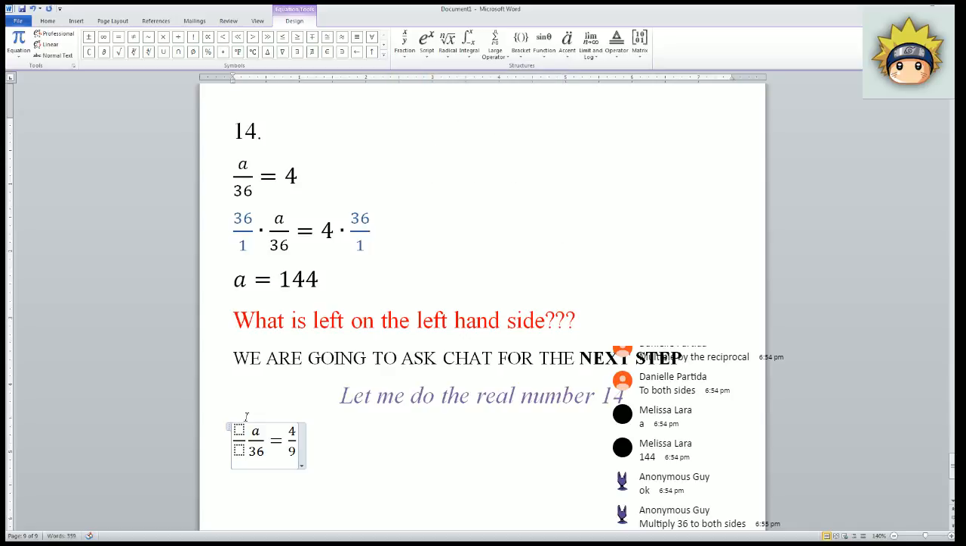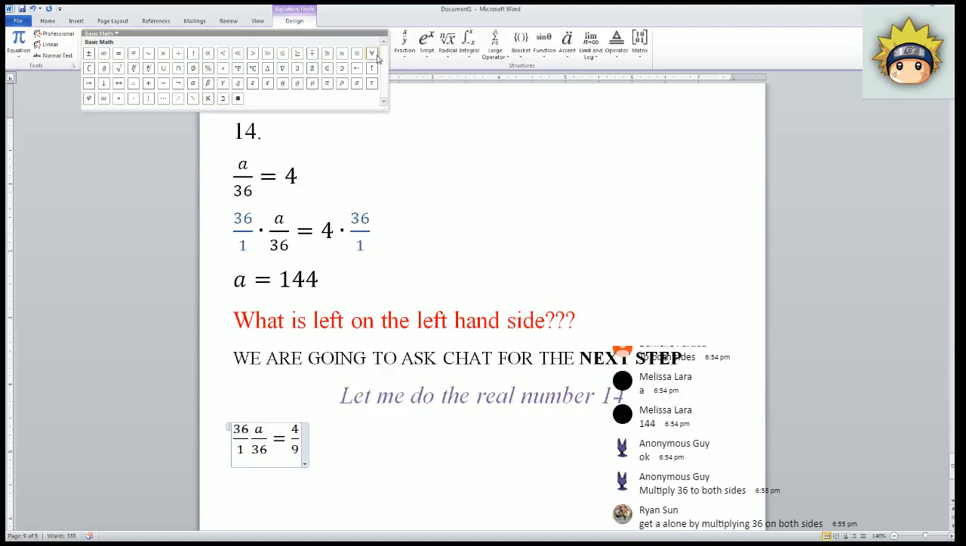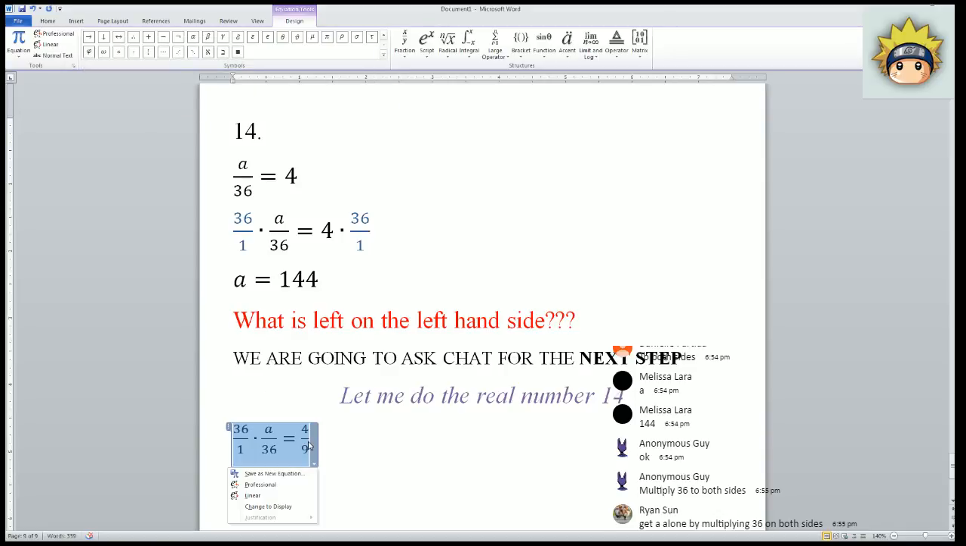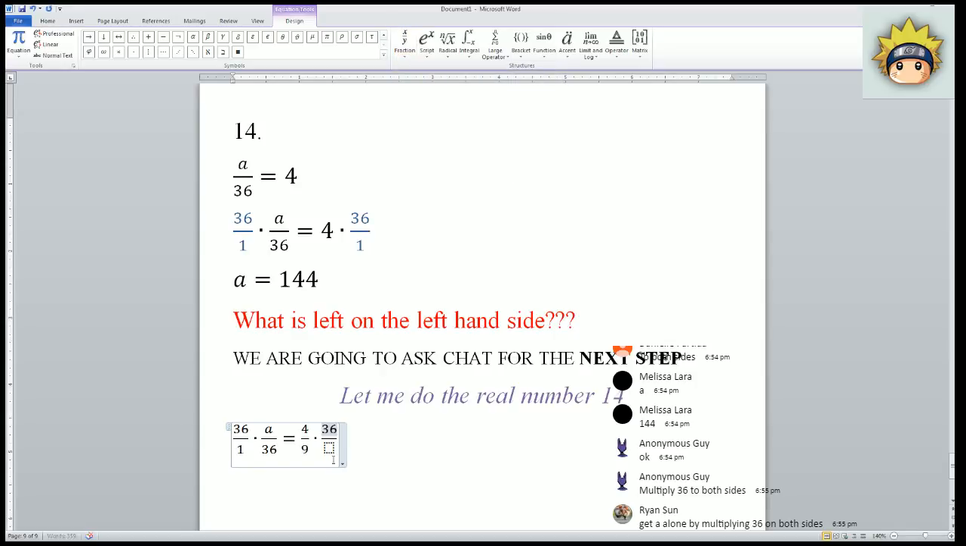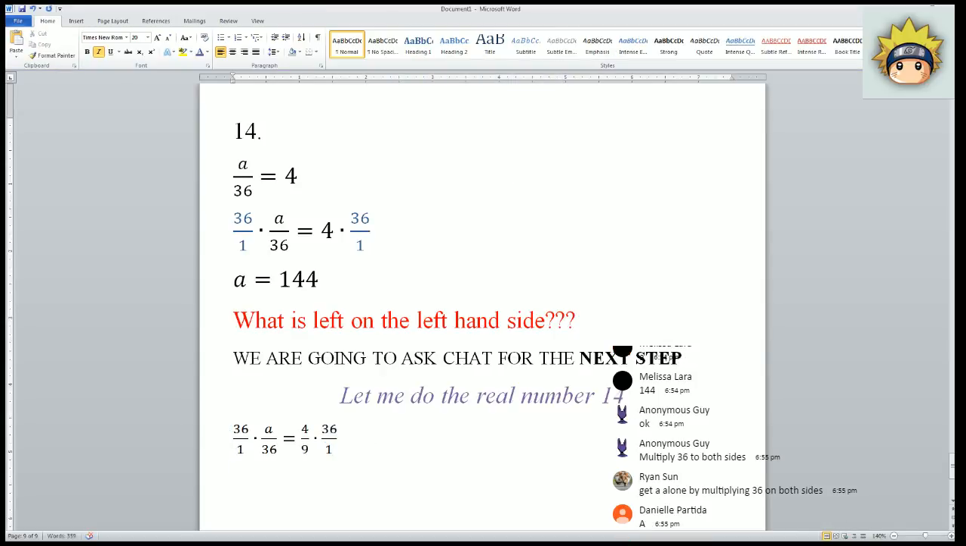Let's see. 36 over 1. Hold on, let me put that dot so you can see it. Right, same thing here. Multiply, we have 36 over 1. So what do I get on my left hand side?